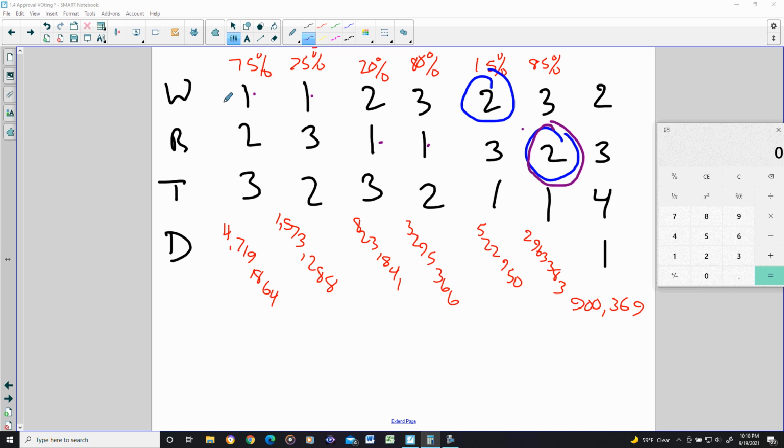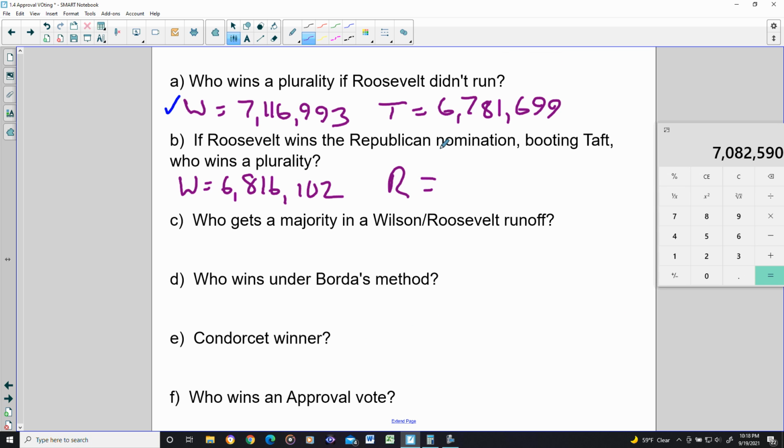Okay, so in this particular case, we had Roosevelt, so it's 823,841, plus 3,295,366, plus all of these are going to go to Roosevelt, 2,963,383, 7,082,590. Roosevelt wins in that case. Imagine that. So Roosevelt was very popular.